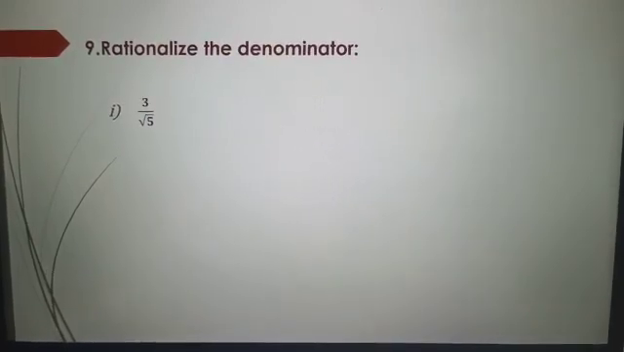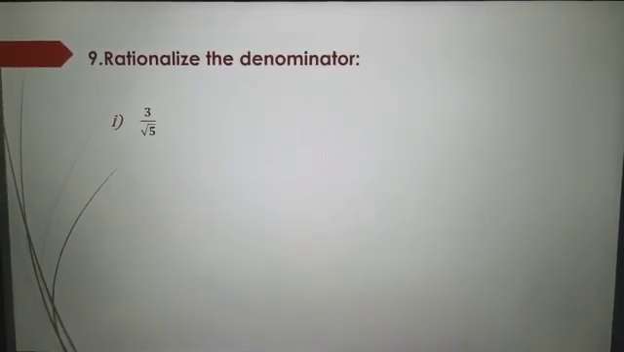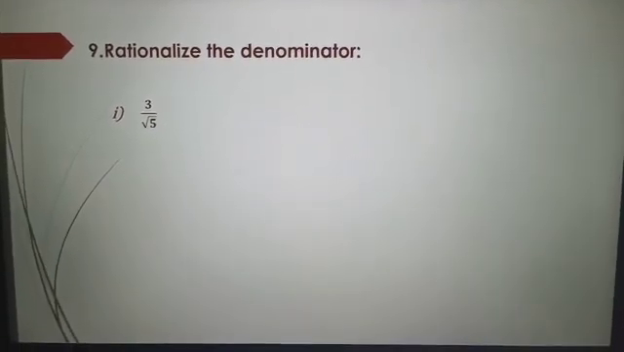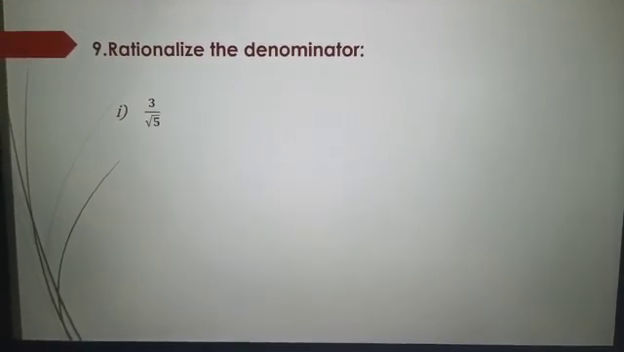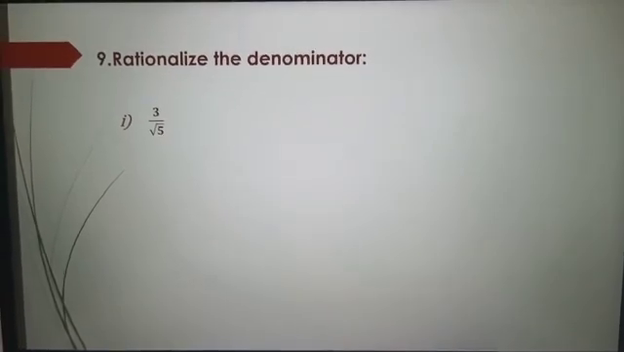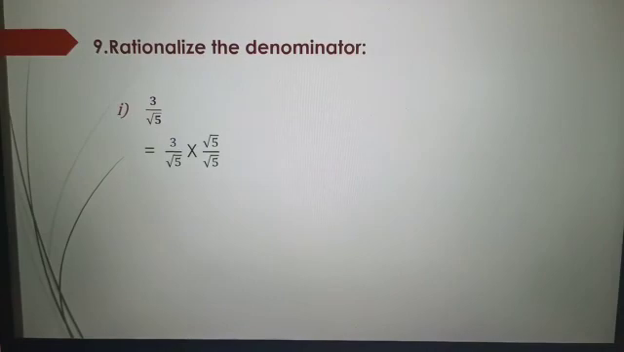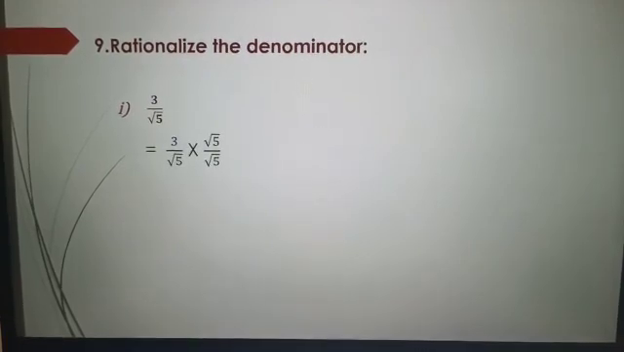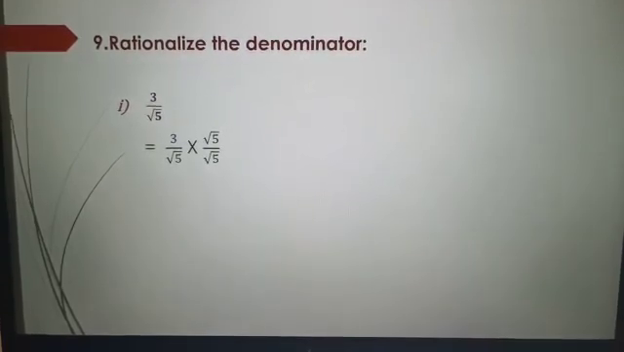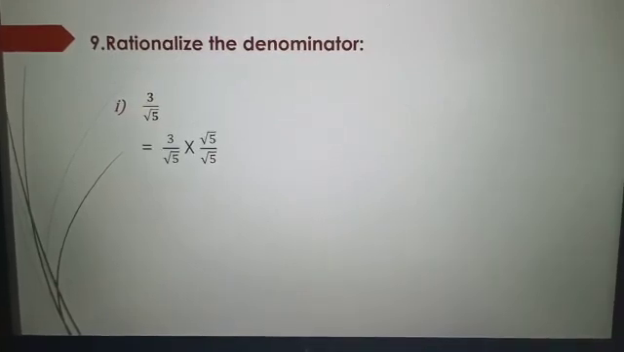So next question is rationalize the denominator. First one, 3 upon square root of 5. Here see the denominator number. Here the number is in radical sign. So we have to equalize the radical sign. So first we have to multiply both radical sign, that is square root of 5, on numerator as well as denominator. So 3 upon square root of 5 into square root of 5 upon square root of 5.